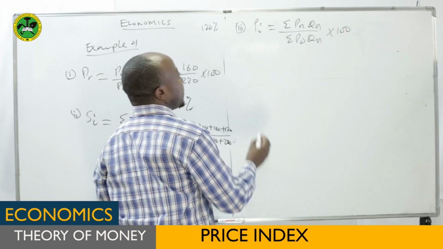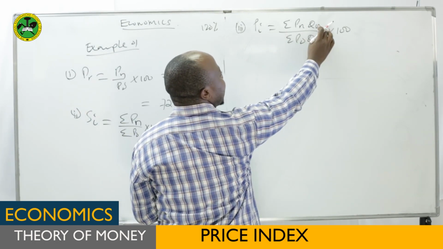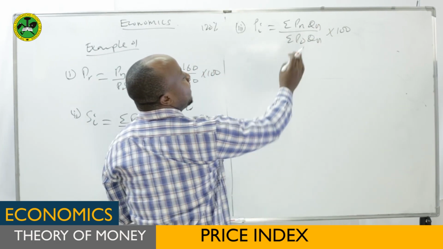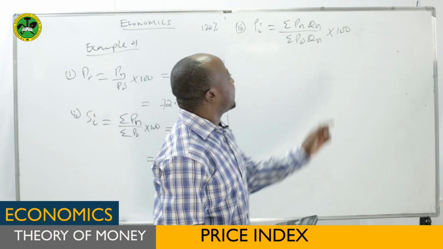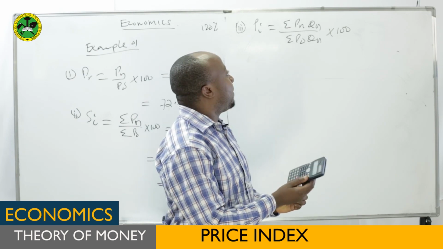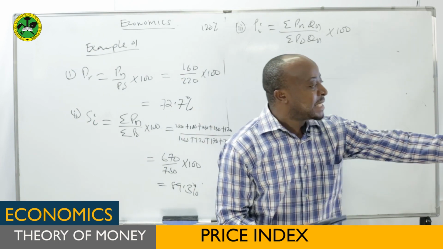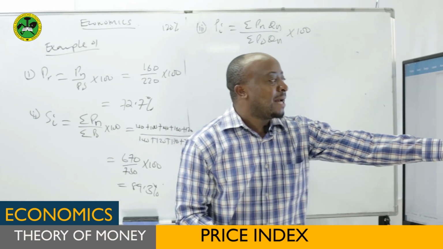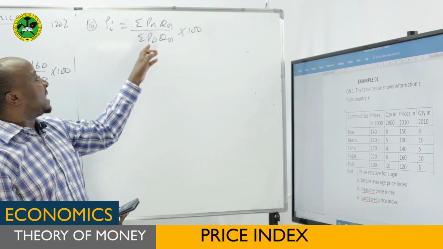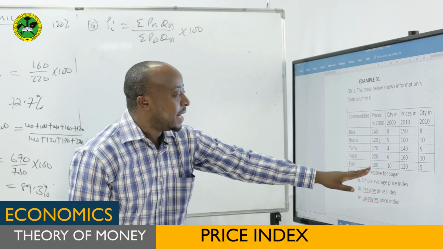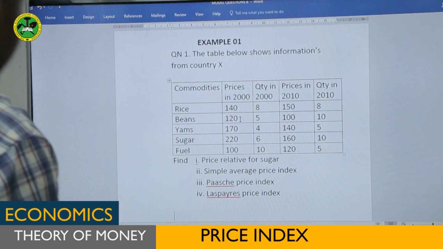This is for Paasche. So summation means you take prices in the current year times quantities in the current year, then you divide it by prices of the base year times quantities in the current year. Now, for the numerator, we take prices in the current year times quantities in the current year, which is 2010, because this is the current year. Then for the denominator, we take prices in the base year, the price of the base year is this one, times quantity in the current year, which is this one.